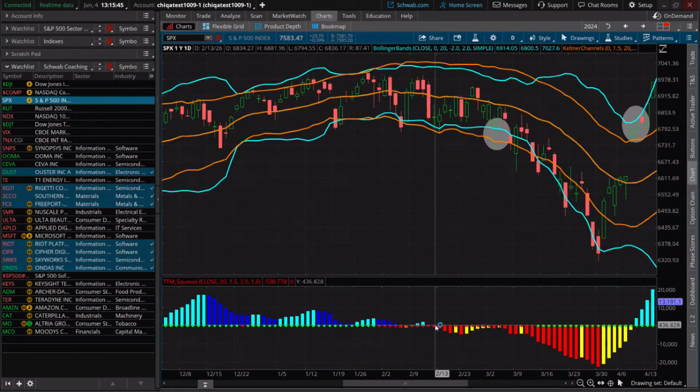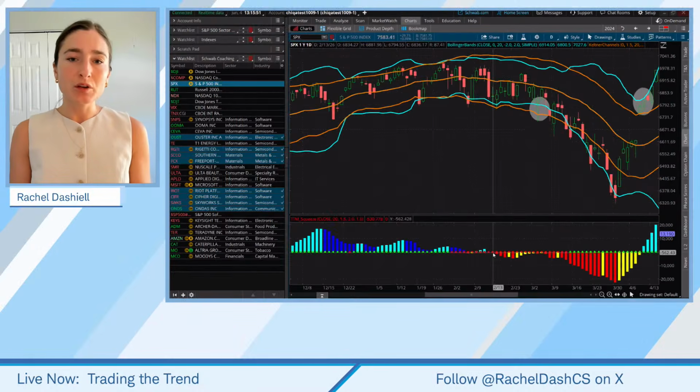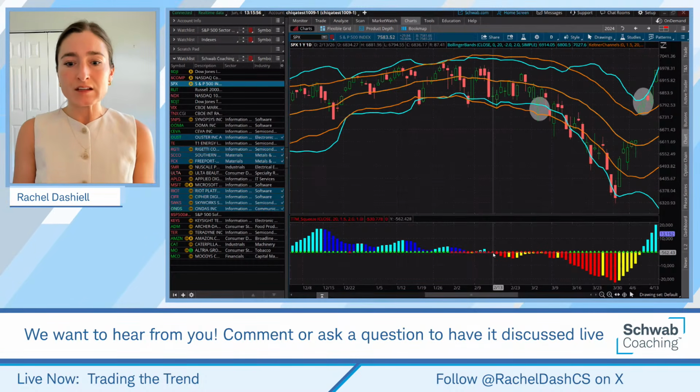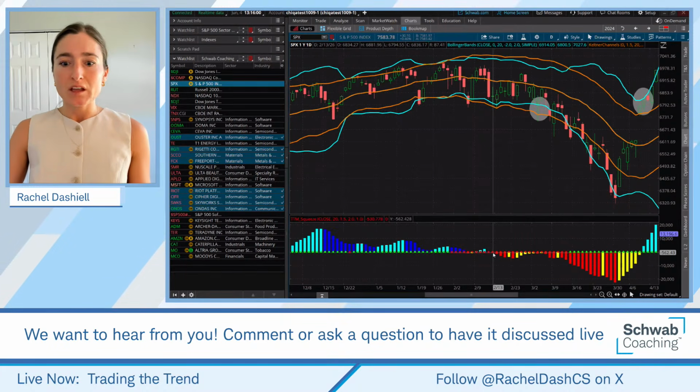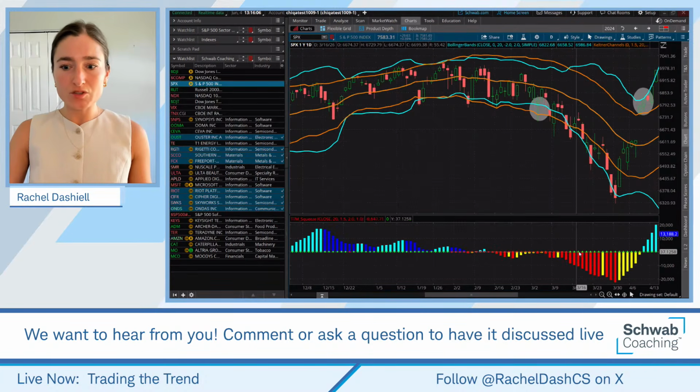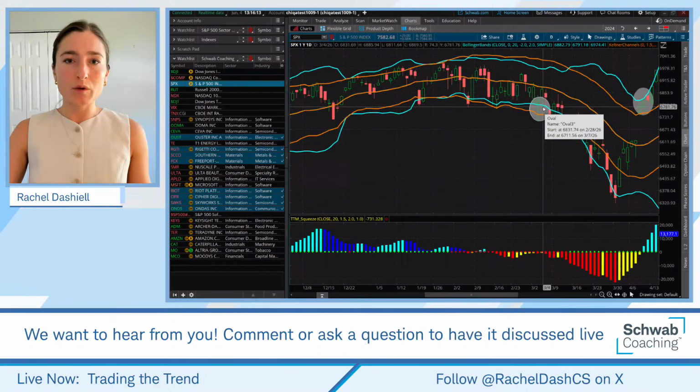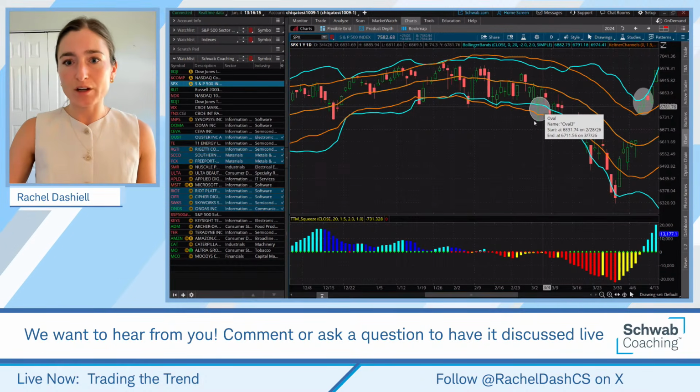a TTM squeeze. And essentially, what a trader is looking for is typically three similarly colored bars in either direction to take a possible trade. And so it was squeezing and it was squeezing, and you saw the first three red bars after the squeeze. That would have been right around where we would have taken that short position as a trader.